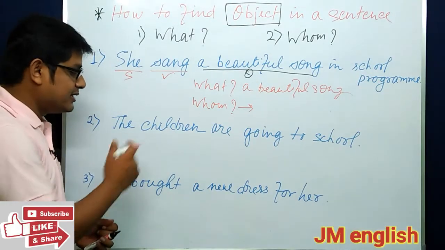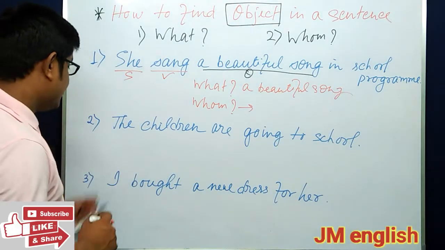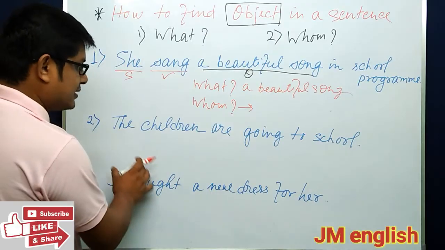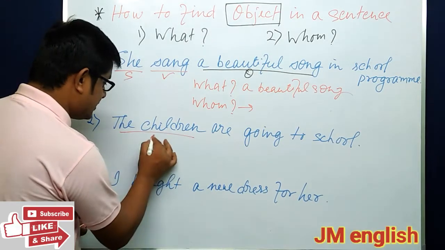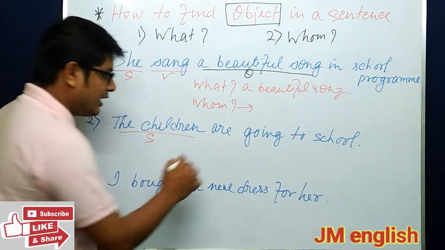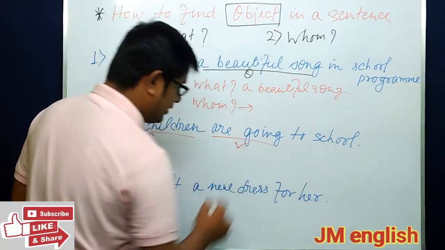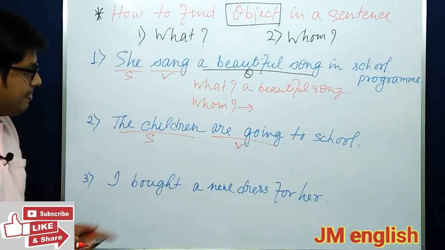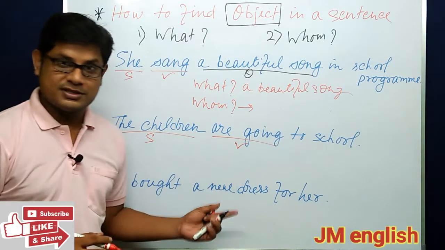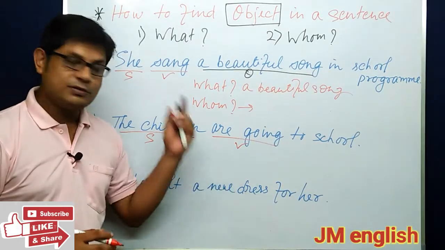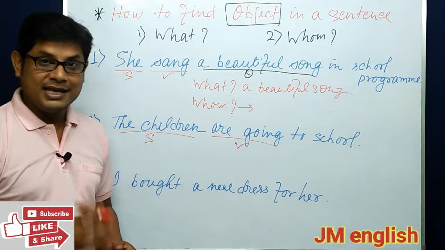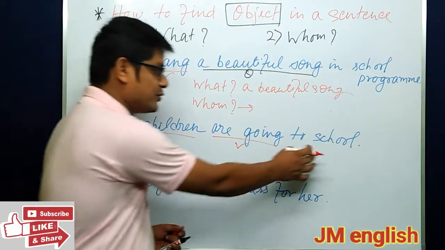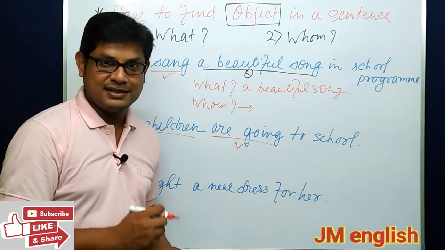Now let's see with this second sentence. See, the second sentence, the children are going to school, and the children, this is subject, are going, this is verb. Okay, now this is present continuous tense. Now find out the object from this sentence. Try it. Okay, you may give the answer that to school, this is the object, isn't it?